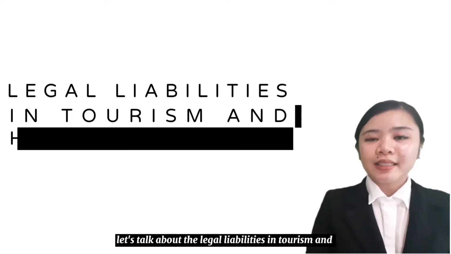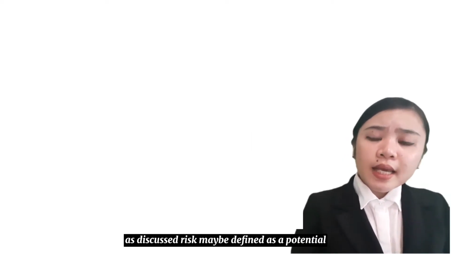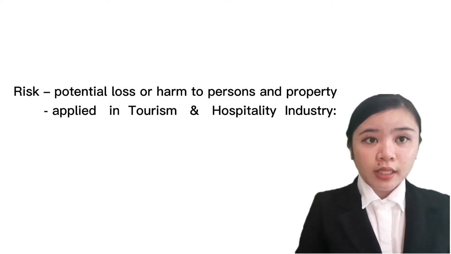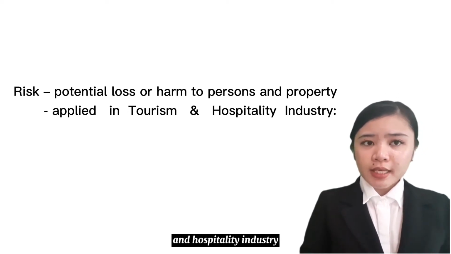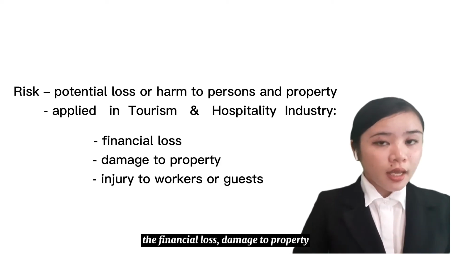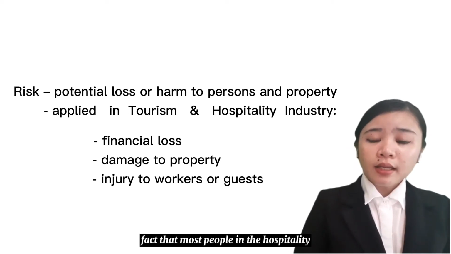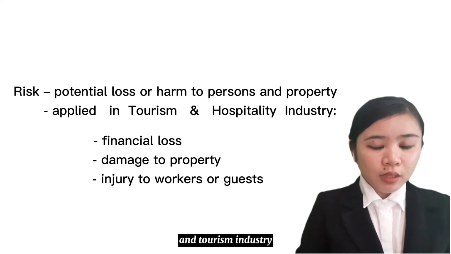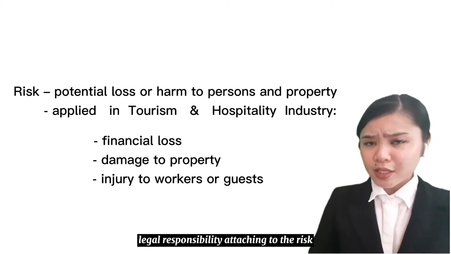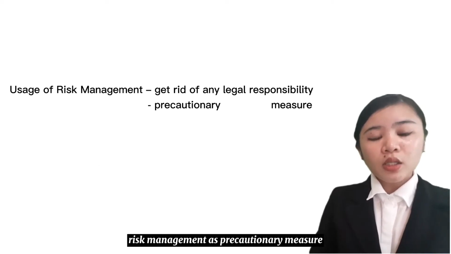Let's talk about the legal liabilities in the tourism and hospitality industry. As discussed, risk may be defined as a potential loss or harm to persons and property. When applied to the tourism and hospitality industry, it could be any of the following: financial loss, damage to property, or injury to workers or guests. It is a given fact that most people in the hospitality and tourism industry would like to get rid of any legal responsibility attaching to the risk. That is why they have been using risk management as a precautionary measure.